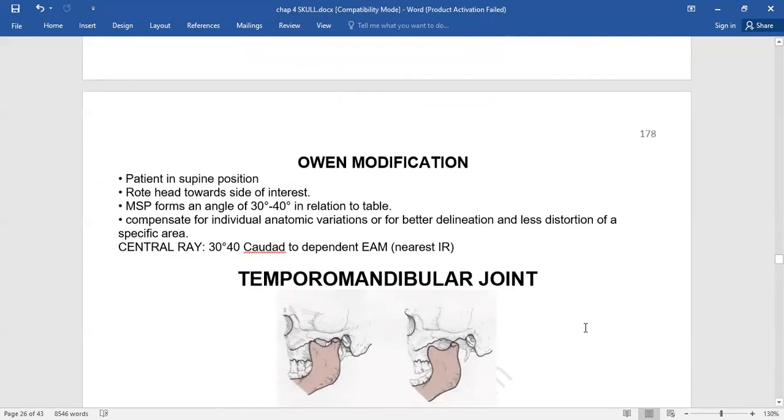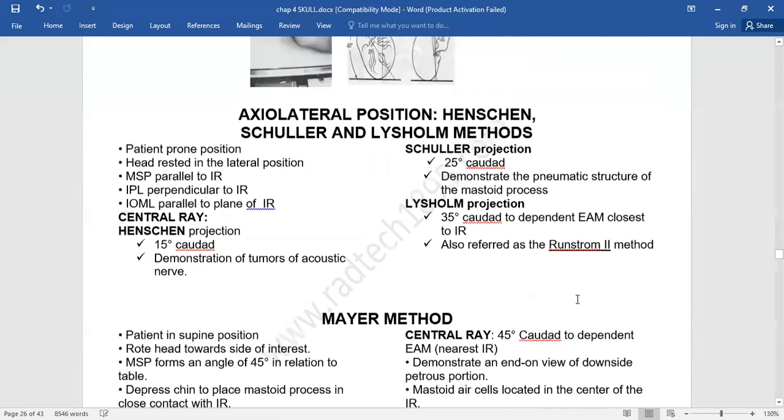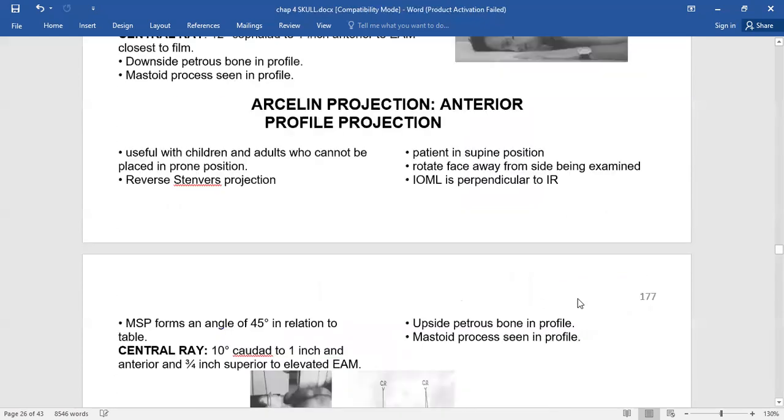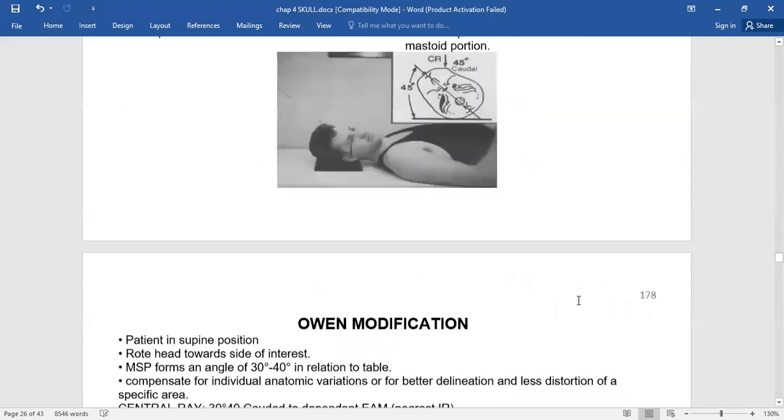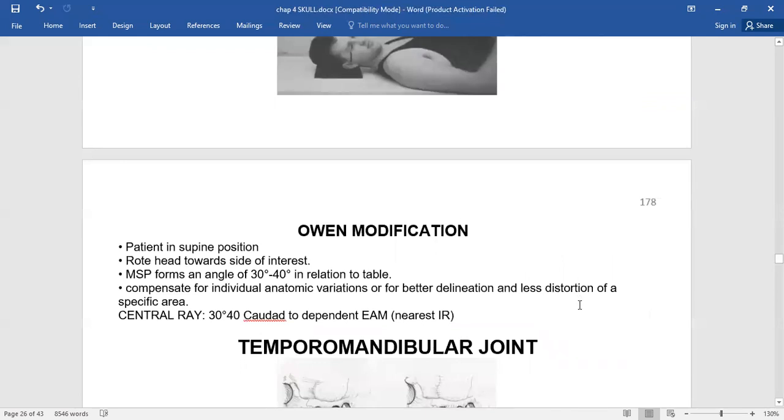So, nakasupine ang patient. The head is rotated towards the side of interest. The MSP, since rotated ang head, the MSP forms an angle of 30 to 40 degrees. So, this is performed to compensate for anatomical variations or for better delineation and less distortion of specific area. So, ginagawa yung Owen modification para sa mga patients na hindi kaya yung mga nabanggit natin before, hindi kaya yung Mayer, yung Henschen, Schuler, Lysholm, yung Arcelin, Stenvers. So, kaya modification siya.